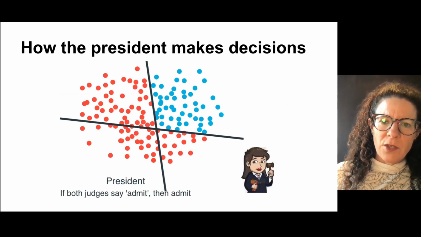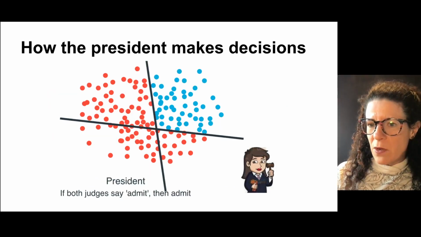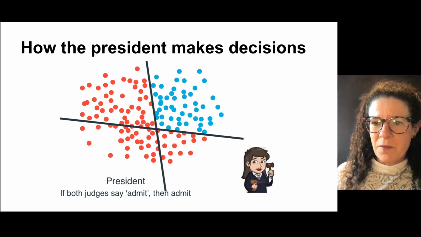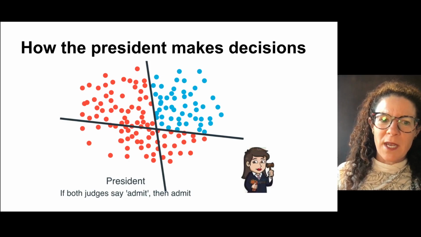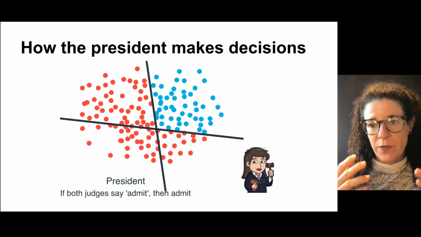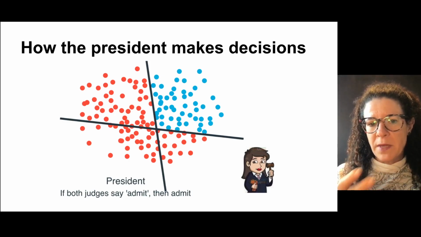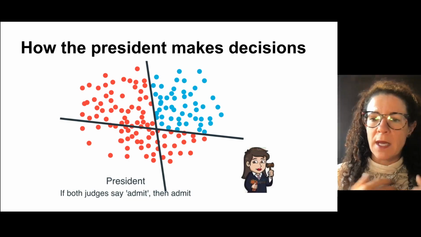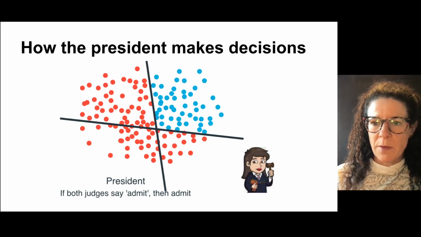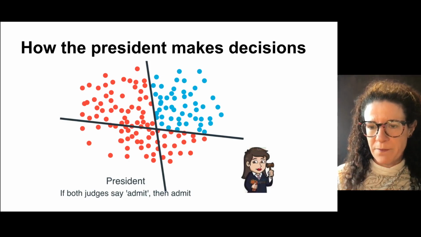And then you have a president, or maybe the head of the committee, who is going to say, well, if both of these judges admit, then I admit as well. If they both admit, then I will admit. And that's going to be how I would define my function.